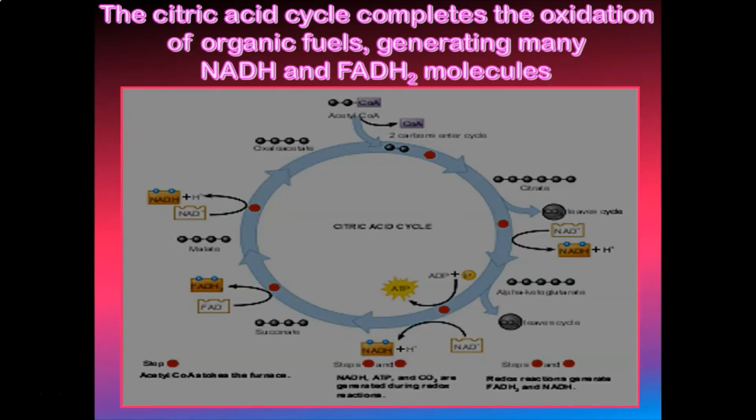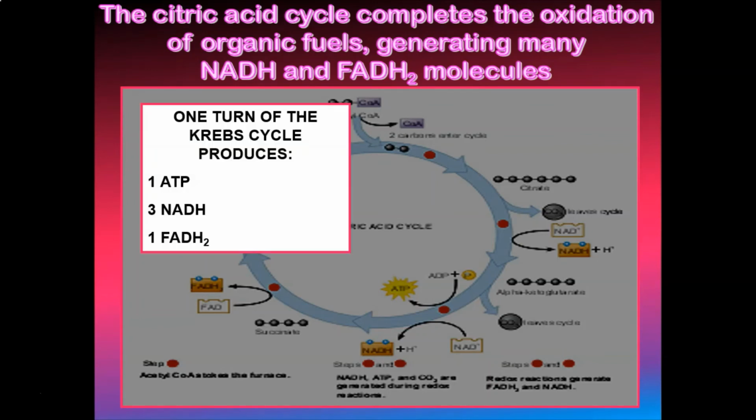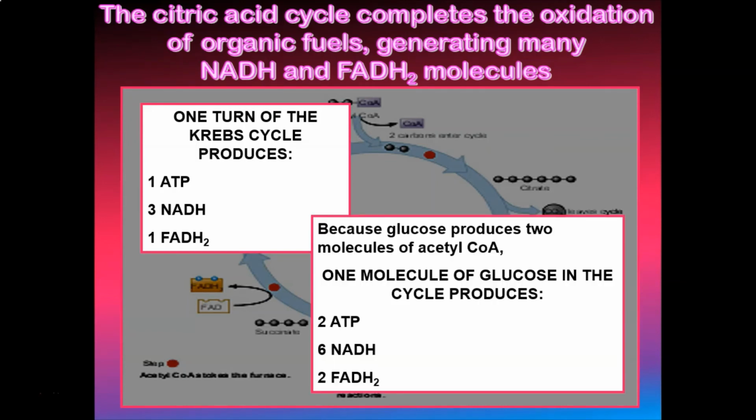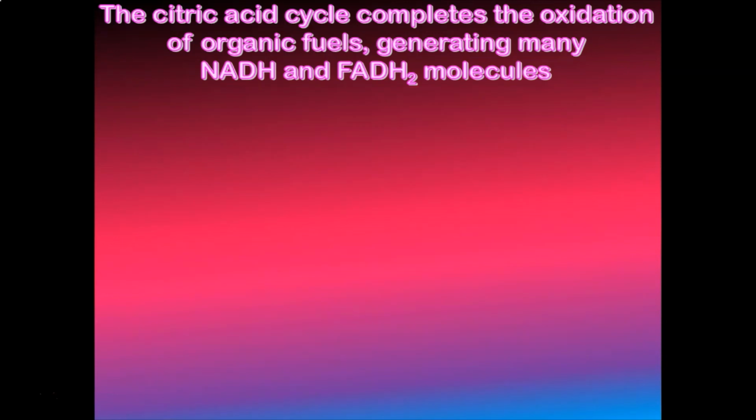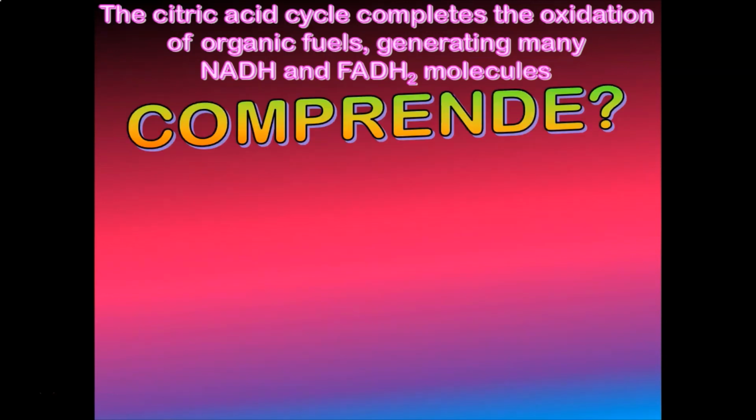So what are our products here? Well, tricky. Some kids will look at the picture and say, oh, there we go, 1 ATP, 3 NADH, and 1 FADH2. But that's just one turn. Don't forget, we started with a molecule of glucose, so you should technically do this twice, because just like you had 2 pyruvate to get groomed before, now you have 2 acetyl-CoAs, right? So basically you get 2 ATP, 6 NADH, and 2 FADH2. All right. So comprende, can you do this?